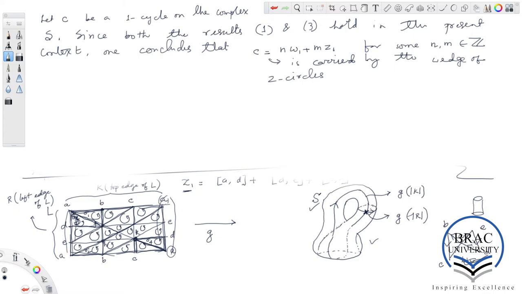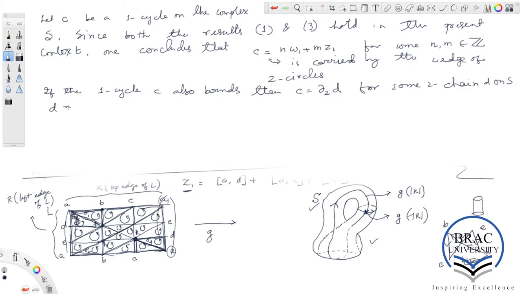Now, if the 1 cycle C also bounds, then C is equal to del 2D for some 2 chain D on S, right? But we know from our previous discussions that the second result of theorem 1 holds in the present context as well. Okay? And that tells us that such a 2 chain D must be a multiple of gamma.